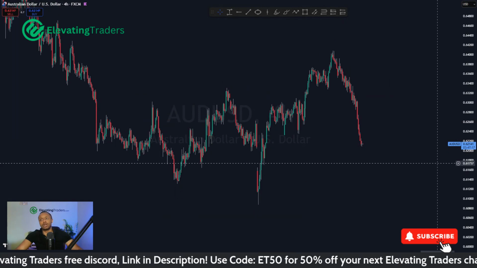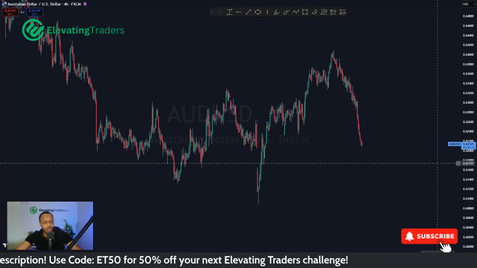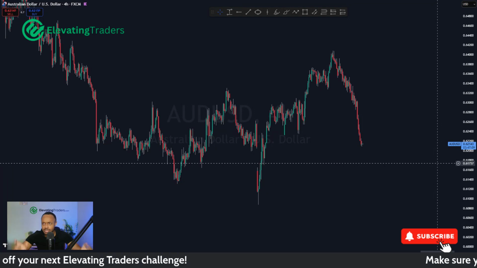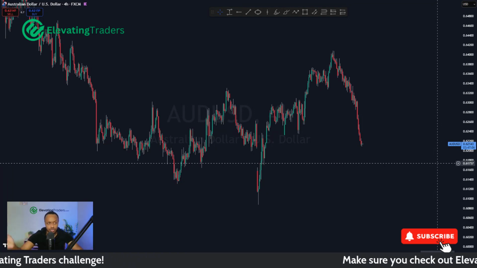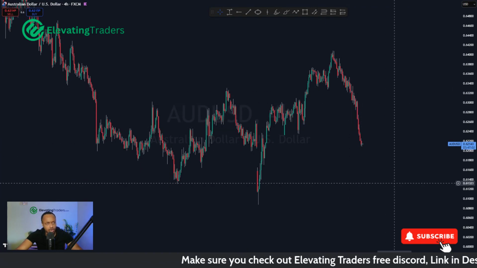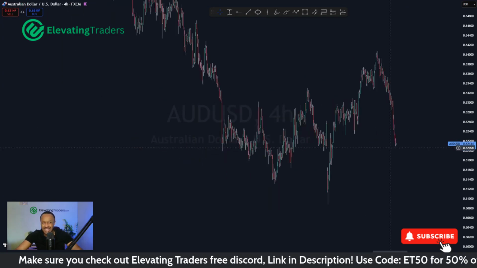In terms of Aussie dollar, this one was very, very bearish yesterday. New Zealand dollar as well, which we'll get to in a second. Looks like Aussie and New Zealand dollar, the currencies themselves were very, very bearish. Of course, combined with the USD bullishness as well, we got some really strong moves to the downside for both of those currency pairs. So Aussie dollar, again, I'm still bullish.